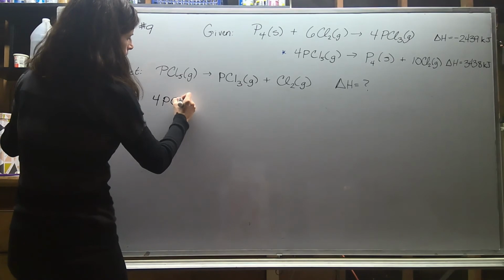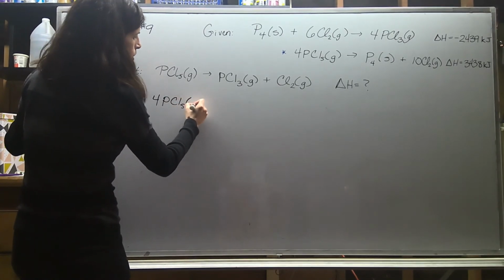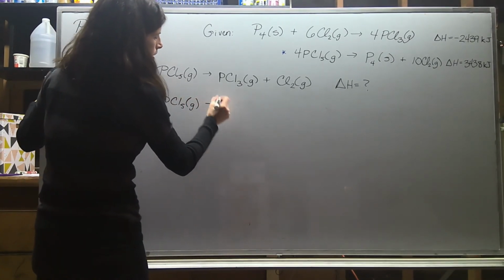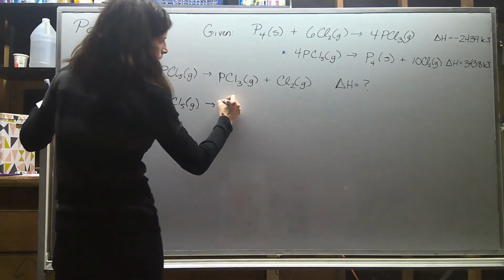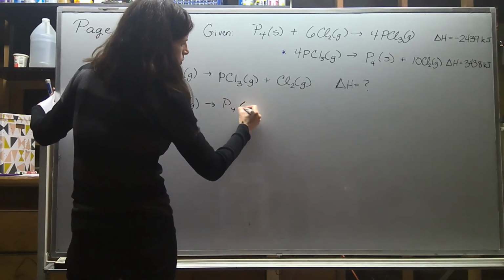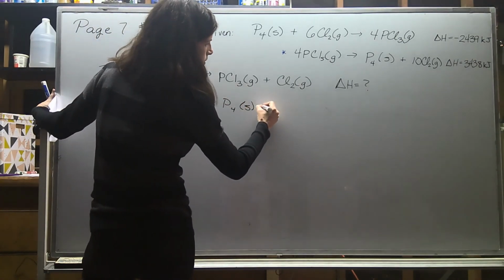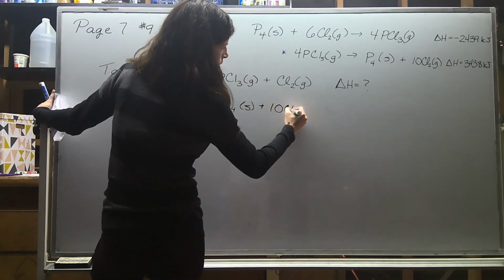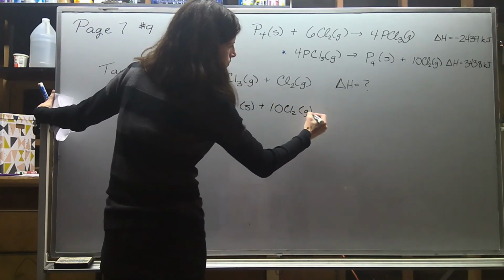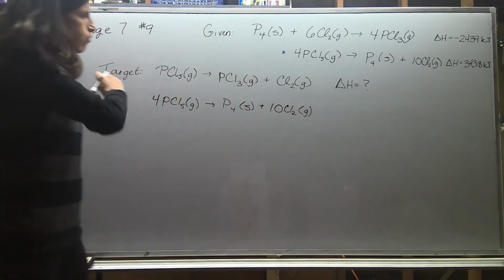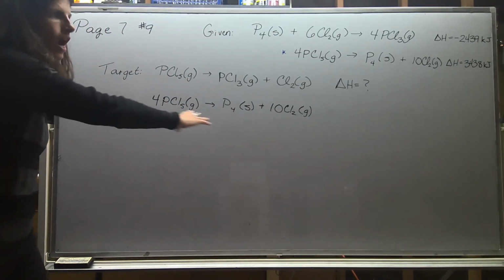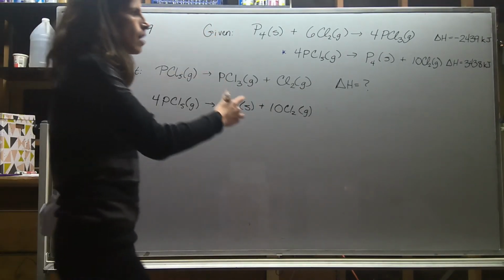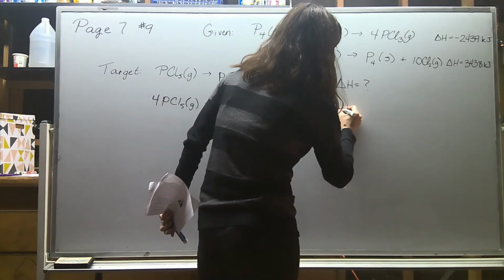I typically worry about the coefficients after I have all my reactants and products in place. But you'll see different people do different things, and that's okay too. Since I just copied this equation exactly as is, I'm going to keep the same enthalpy value.